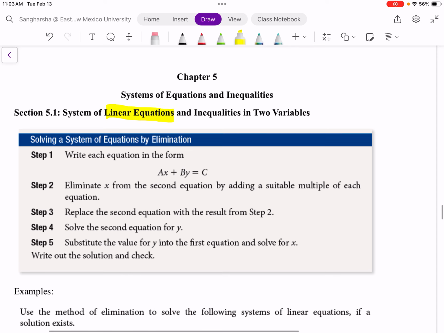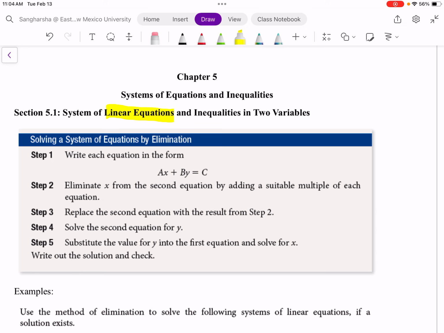Now here we have the system of linear equations. System means if we have two or more linear equations, that makes a system, okay? If we plot one linear equation, we get a straight line. If you have two linear equations at a time, or three linear equations at a time, that makes a system of linear equations. So a system means you have at least two linear equations at the same time.